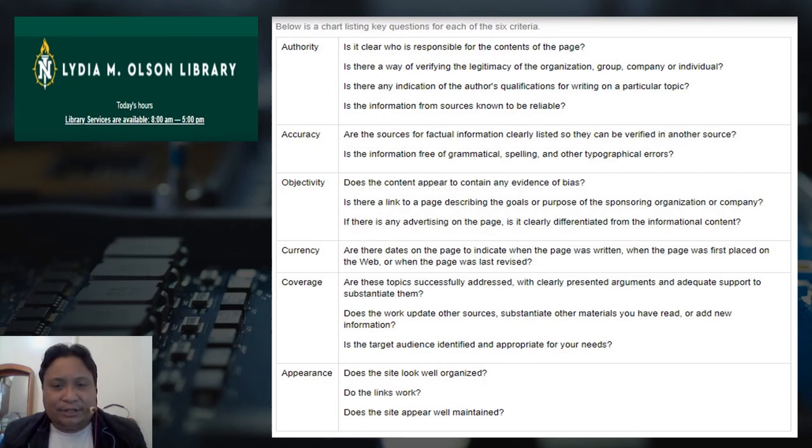And the last one is appearance. Does the site look well organized? Do the links work? Does the site appear well maintained? So these are the six criteria of identifying a reliable internet or web page.